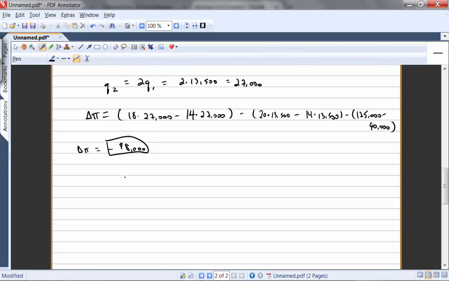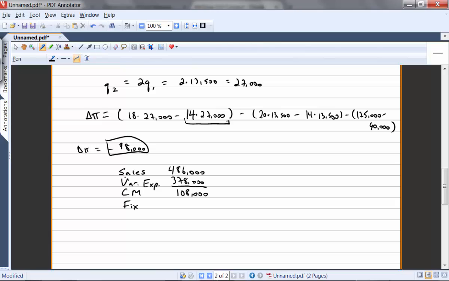Now let's see this with a contribution format income statement. Our new contribution format income statement would look like this. Sales would be $18 per unit times 27,000 units, or if you calculate that, $486,000. Variable expenses would be the variable expense per unit 14 times the units 27,000, or $378,000. And that means our contribution margin would be the difference between these two, which is $108,000.